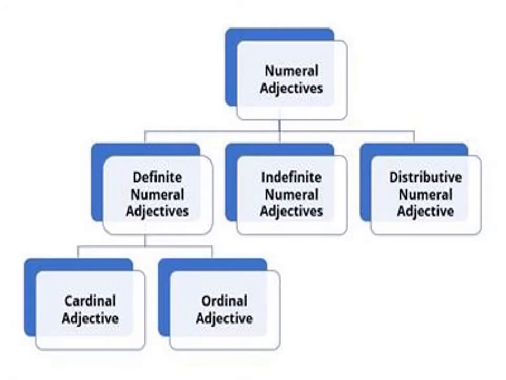Now the adjective of number can also be called numeral adjective. It is further divided into 3 types: the definite numeral adjectives, the indefinite numeral adjectives, and the distributive numeral adjectives. From the name itself, definite means something that is for sure known to us. The number is sure. And it is further divided into 2 parts: the cardinal adjective and the ordinal adjective.